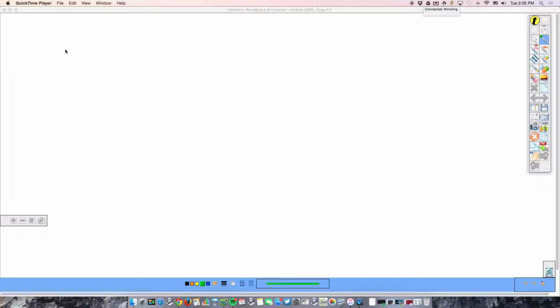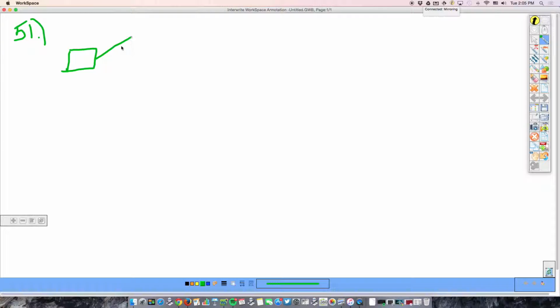Okay, so number 51 from the book talks about a crate being dragged across the floor by two forces. One kind of that direction and one that direction. So we have force 1 being 88 newtons and force 2 being 54 newtons. And there's a 55-degree angle between them.